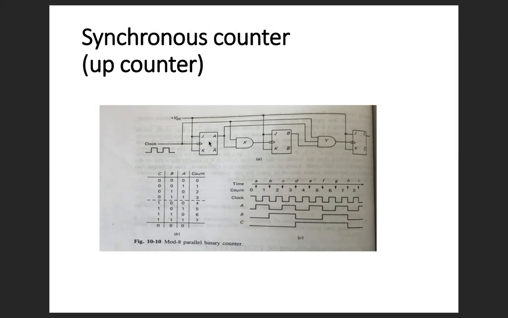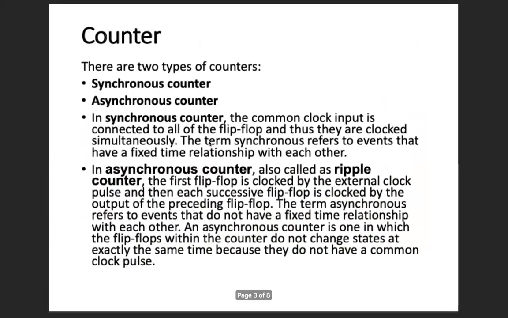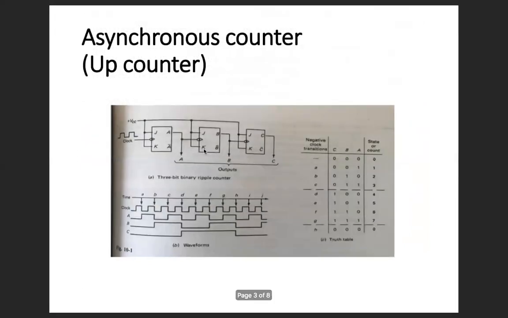Now let's look into this asynchronous counter. So this is the definition that we looked at yesterday. This is the circuit diagram for asynchronous counter, that is the up counter. As I said, we have two types for both asynchronous and synchronous counter, up counter and down counter. If you mix up counter and down counter, then your circuit will become an up-down counter.